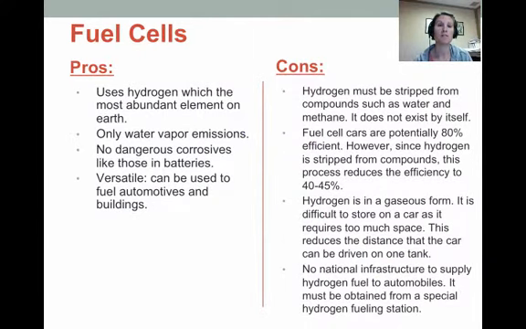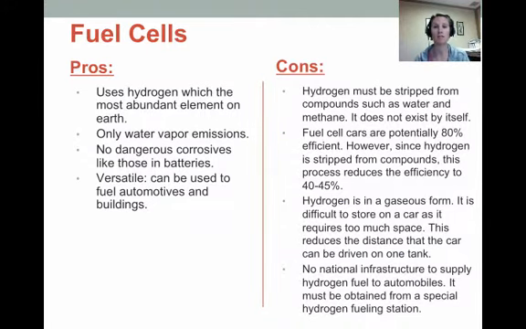So what are the pros of fuel cells? Well, it uses hydrogen, which is the most abundant element on Earth, so that's nice because we're probably not going to run out of it, and it's not burning it and consuming it. You still have hydrogen when you're left over, so you'll never run out of that resource. It only emits water vapor. There are no dangerous corrosives like in batteries. And it's rather versatile. You can use it in automotives, buildings, all different areas. It just depends on how large of a thing you're trying to power, and that gives you how large of a cell or multiple cells you are linking together.